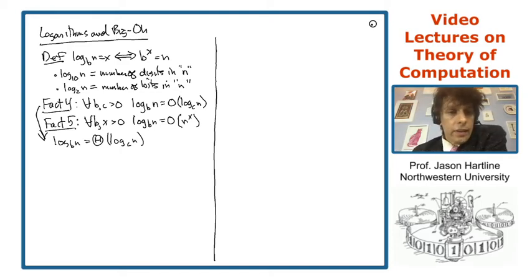Fact 5 is telling us that if we compare the log to a polynomial function, the log base b of n for some base b compared to the polynomial n to the x for some constant x, this says that the log grows asymptotically slower than, no faster than, n to the x for any x that's bigger than 0.